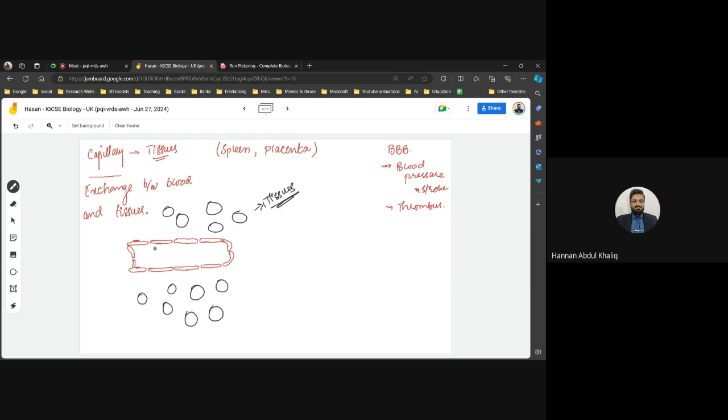Now everything that would be exchanged between the tissues and the blood would either be through these pores. These are called capillary pores, and in medical terms this is also called fenestrations. Or if something else is passing through, it would pass through the cells. And any kind of movement can occur here. The diffusion occurs here, the osmosis occurs here, and active transport could occur here.